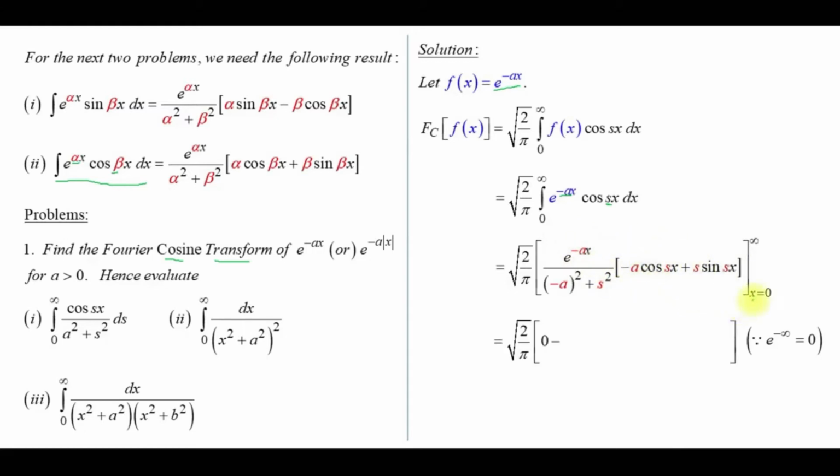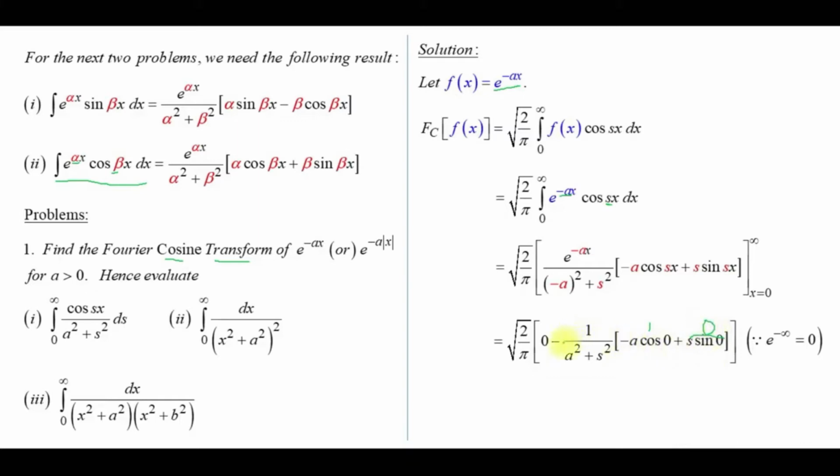For the lower limit, we substitute x equals 0. When x equals 0, anything power 0 is 1. So 1 divided by minus a whole square plus s square, into minus a cos 0 plus s sin 0. So 1 divided by a square plus s square, into minus a cos 0 plus s sin 0. What is the value of cos 0? 1. What is the value of sin 0? 0.